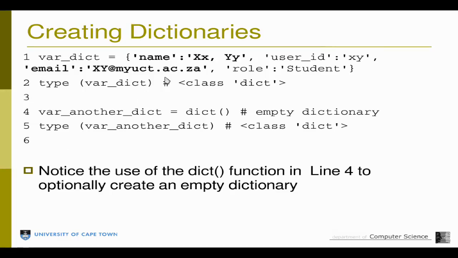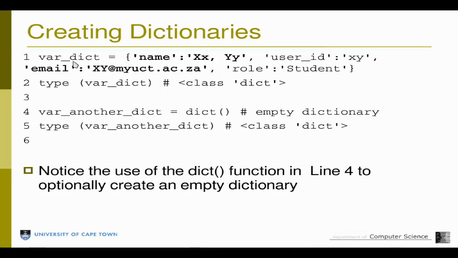You notice that in line number 1 here we're creating a dictionary, var_dict. How many keys do we have in the dictionary var_dict? Yes, 4. Four keys. Would you like to help us name the keys? Name, user ID, email, and role. So it's these things.